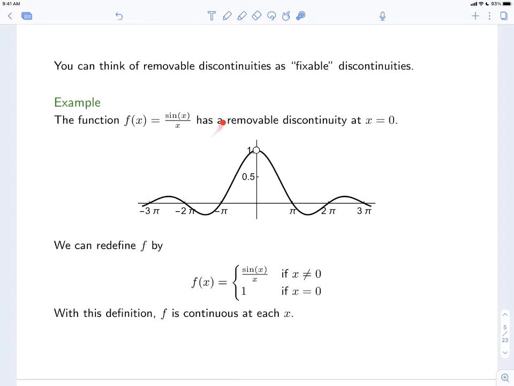The function as it's stated, f at x equals sine of x over x, doesn't have x equals 0 in the domain. So if we extend the domain by defining it at 0, by simply stating that f at x is equal to sine x over x if x isn't equal to 0, but at x equals 0 we define it to be equal to 1, then now this function is continuous. We've essentially filled in this hole. And now we have a continuous function.